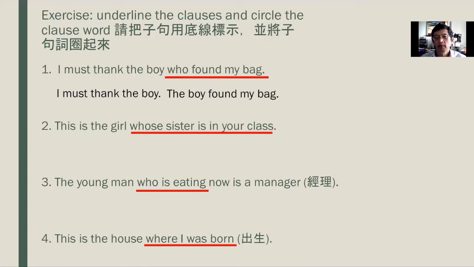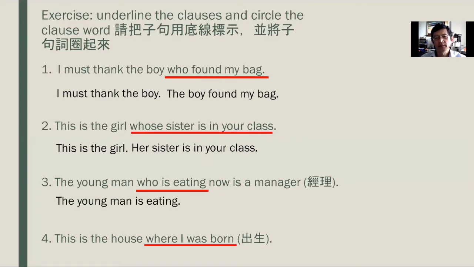This is the girl whose sister is in your class. What are the two sentences here? This is the girl. Who is she? Her sister is in your class. The young man who is eating now is a manager. What are the two sentences here? The young man is eating. The second sentence would be, now he is a manager.